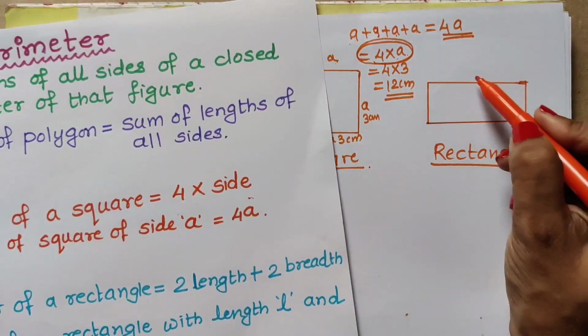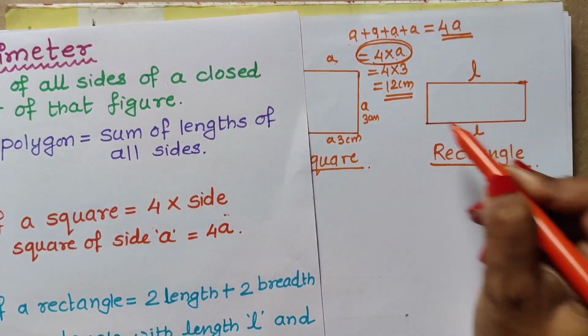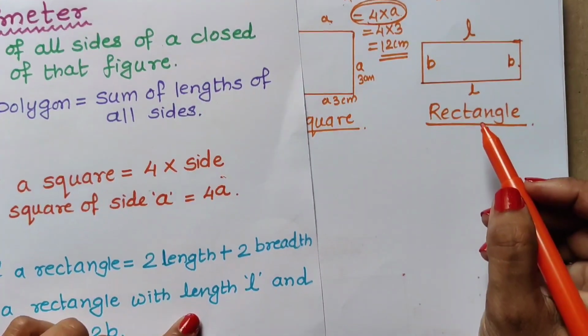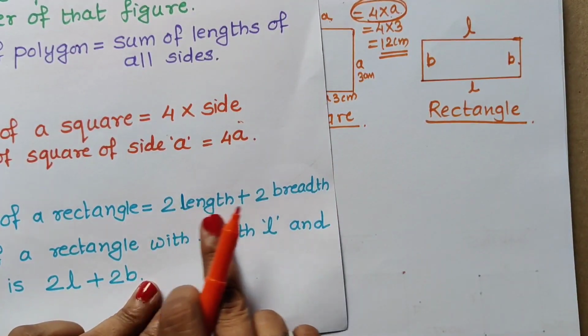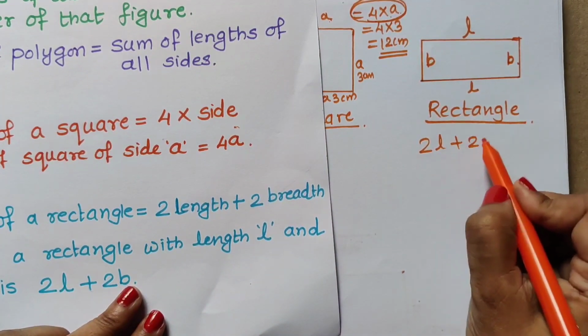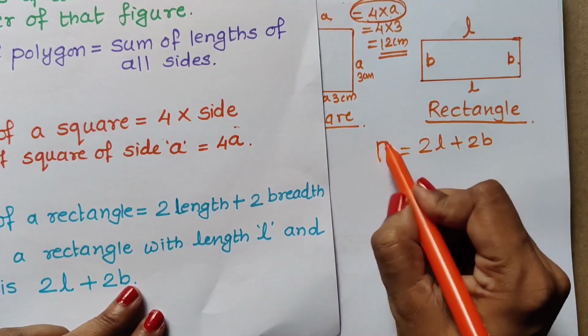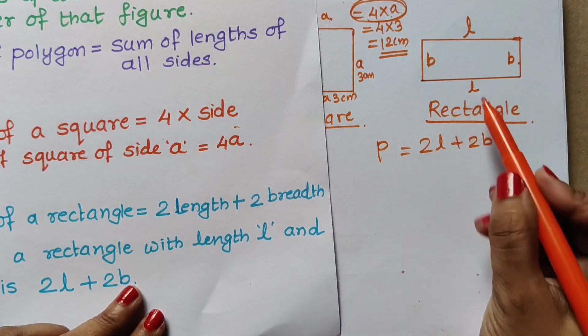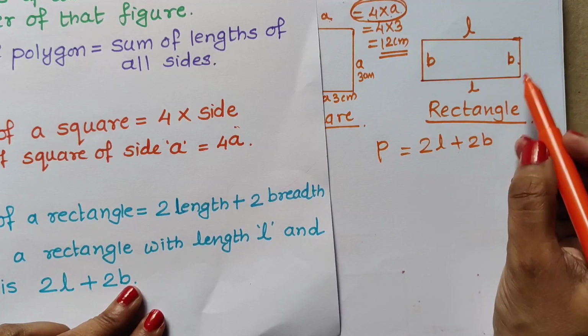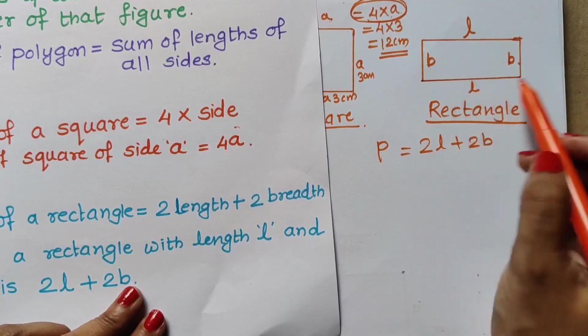So this is called the length of the rectangle, and these are the breadth of the rectangle. So the formula to find the perimeter of a rectangle is 2 into length plus 2 into breadth. So 2L plus 2B is the perimeter formula for a rectangle. Otherwise also we will be getting 2L plus 2B, because the perimeter means addition of length of all sides.